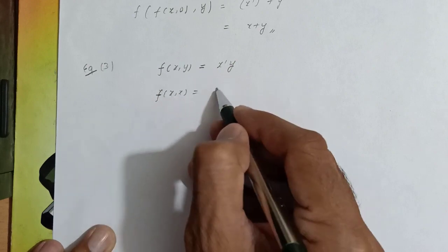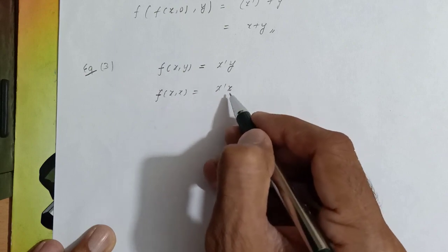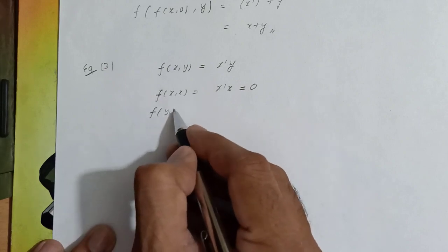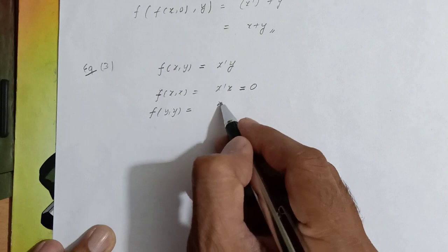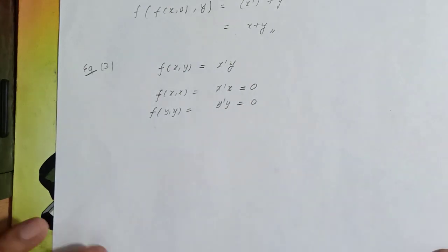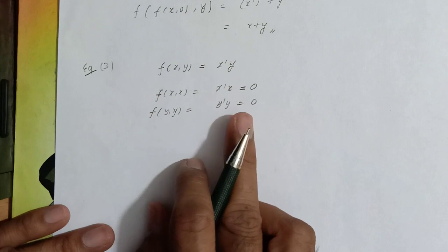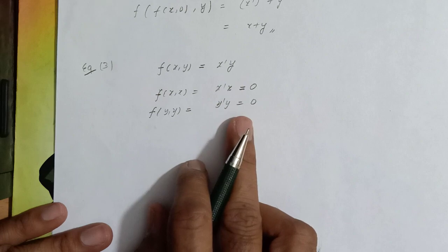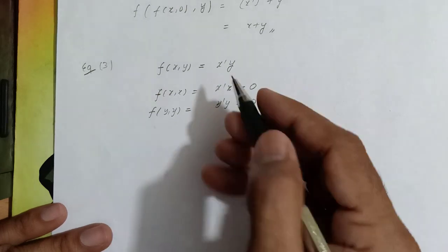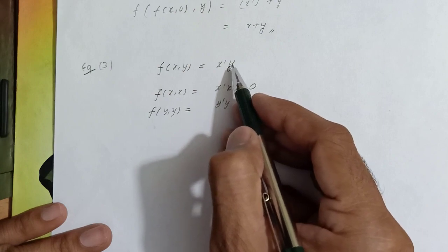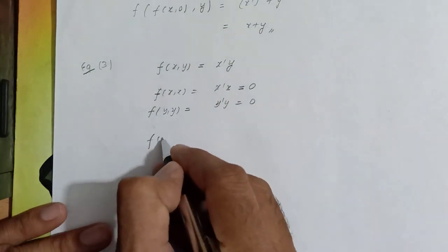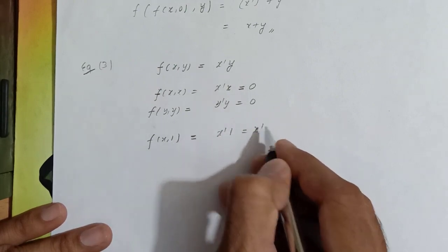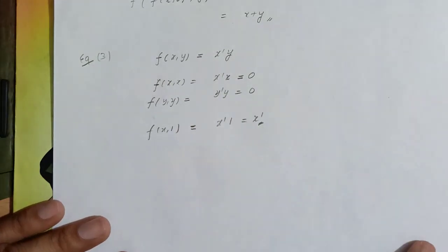So f of xx is x dash x. X dash x will always give 0. Similarly, if we make x as y, then f of y is y dash y, which will always give 0. So here also we are not able to generate complement. So what we can do, we can take 0 or 1 as input. So here if we make y as 1, we can easily get the x complement. So f of x comma 1 is x dash 1, which is x dash. So clearly we are able to generate not operation.